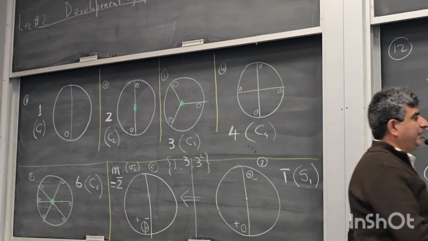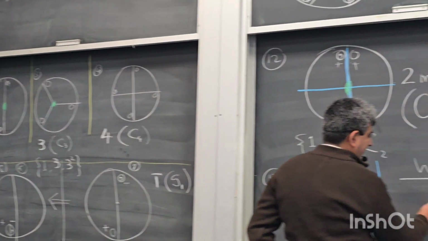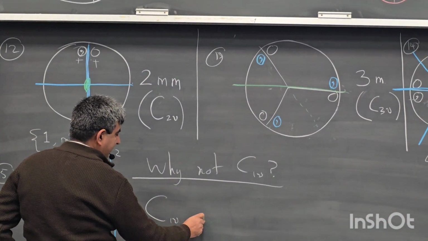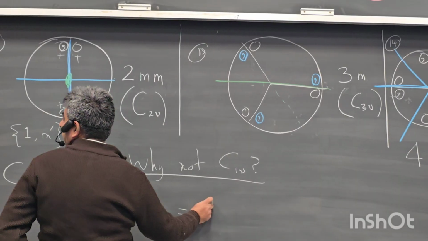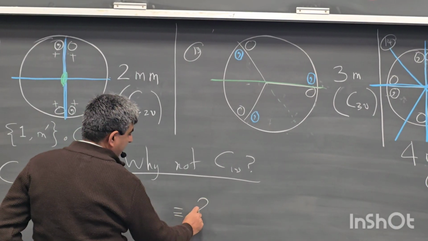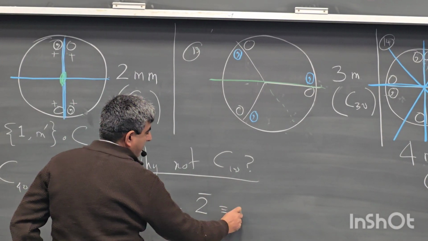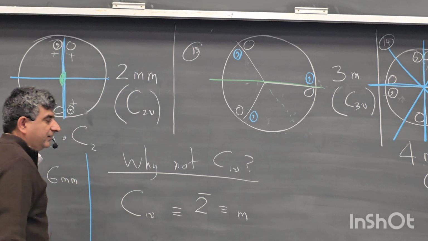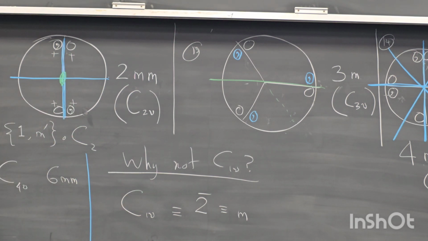So why not C1V? C1V is just the same as 2 bar or m. We do not have a C1V. It's not a distinct point group. It's already covered in the 15 point groups that we discussed.